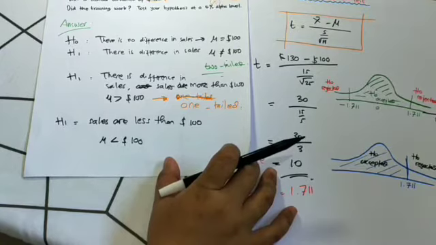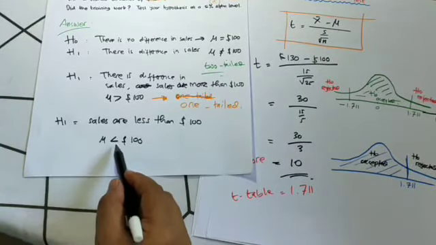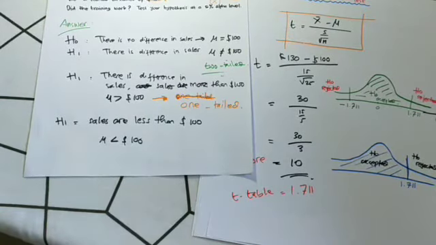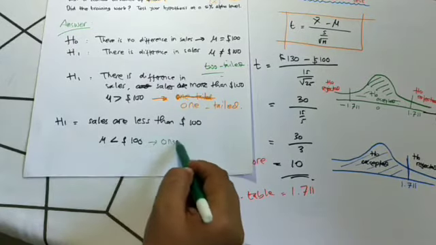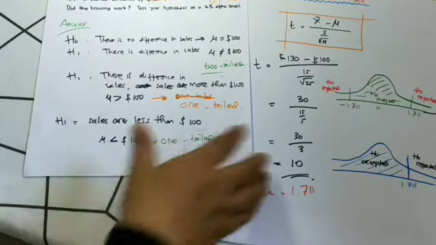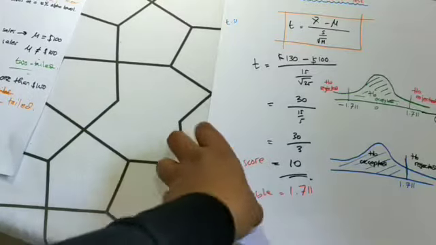Mu here is the population mean. The population mean is less than $100. This is also one-tailed, but one-tailed on the left side. So how to draw it? Let me show you how to draw it.